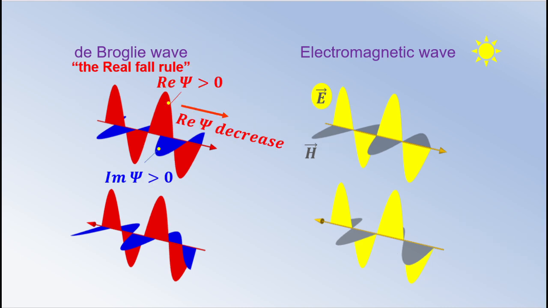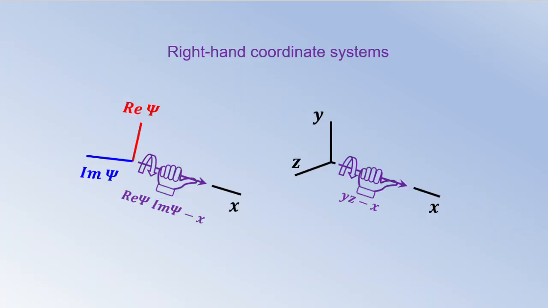For the de Broglie waves, we should use another algorithm that I call the real fall rule. We need to choose a section of the wave where both the real and imaginary parts of the function are positive on the complex axis. Then the direction of wave motion coincides with the direction of the real part decrease. Note that axes x, y, and z for the electromagnetic field and real psi, imaginary psi, and x for wave functions should form right-handed coordinate systems. If you curl right fingers from x to y, then the thumb shows the positive z. To define positive x direction, we should curl fingers from y to z. If you curl fingers from real psi to imaginary psi axis, then the thumb shows the positive x.